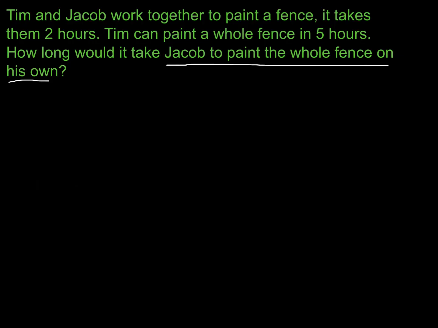So what we're going to look for is the rate at which Jacob is painting. The reason we want the rate is because when we think about the big picture and the type of equation we're going to write, the relationship we know is that the work that Tim does, plus the work that Jacob does, adds up to the total amount of work they accomplish together. In this situation, the work they accomplish together ends up being one whole fence.